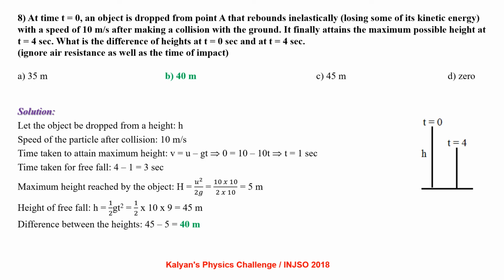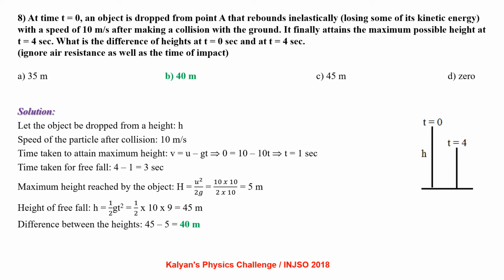At a time t = 0, an object is dropped from point A that rebounds inelastically, losing some of its kinetic energy, with a speed of 10 meter per second after making a collision with the ground. It finally attains the maximum possible height at t = 4 seconds. What is the difference of height at t = 0 seconds and t = 4 seconds? Ignore air resistance as well as time of impact.